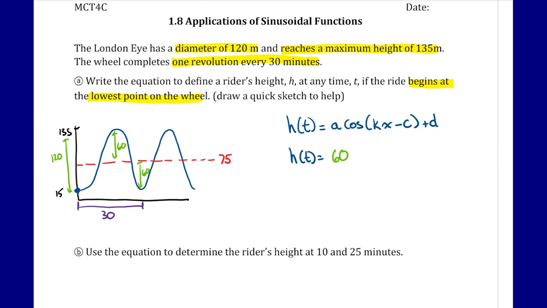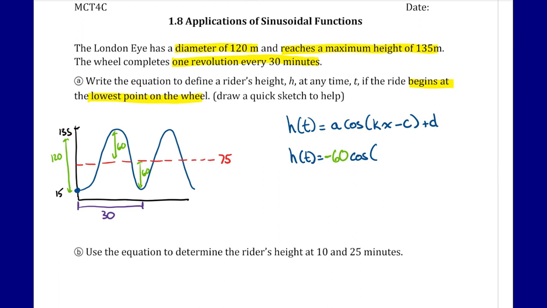Additionally, I can also add a negative. The reason I'm adding a negative is because I start at a minimum, not a maximum. But I should recognize that cosine, or the cosine wave, usually starts at a maximum. Here it starts at a minimum, so that means it's flipped. So negative 60, still have the cosine or cos.